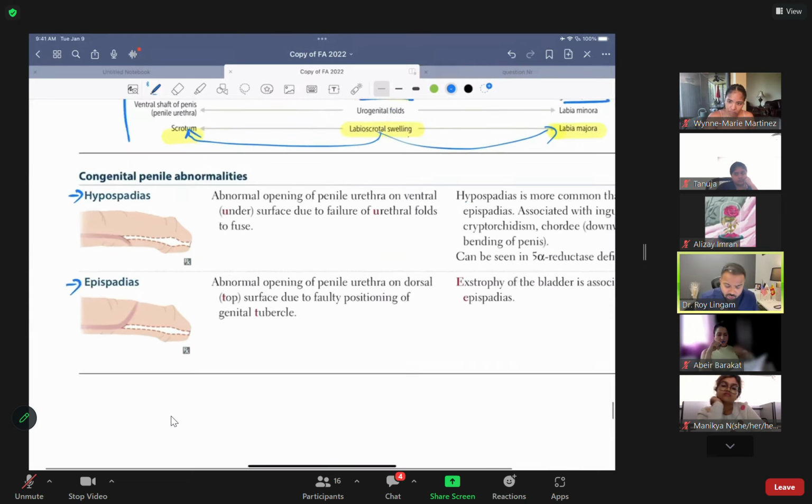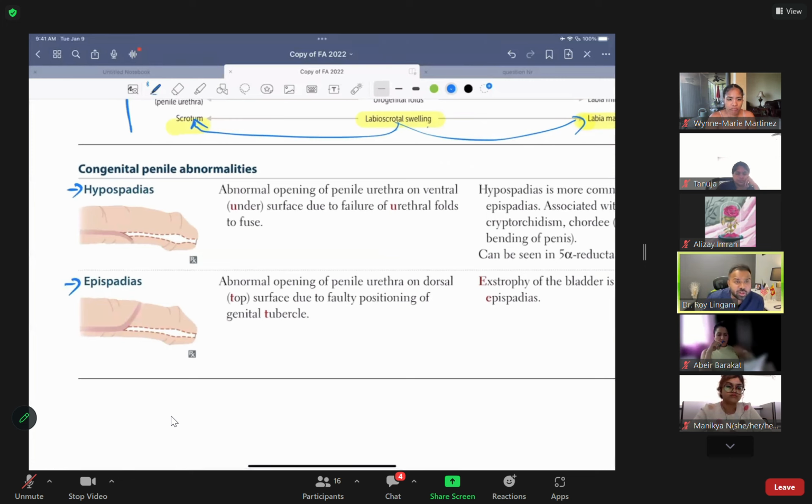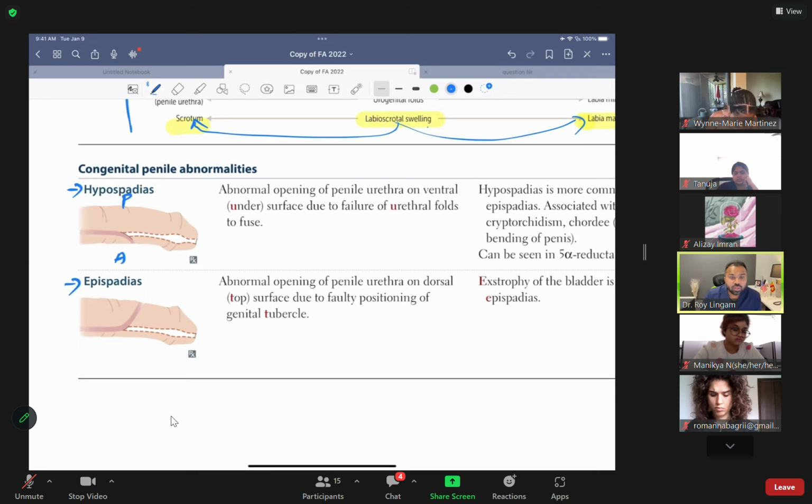Same thing when it comes to the penis, there's an anatomical position. This is anterior, this is posterior. So the anatomical position is upward. That's how it needs to be placed. Be very careful. So this is anterior, this is posterior. Because if you don't know, when they ask you the pathology, you will get the wrong side.